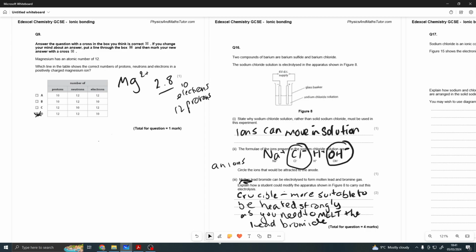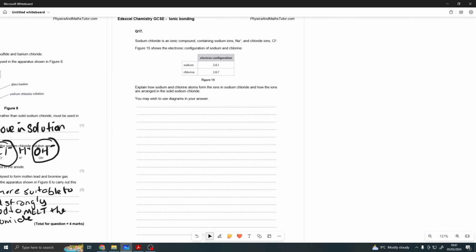Lovely dovely. Right, next. I may have just made that statement up. Anyway, number 17 says, sodium chloride is an ionic compound containing sodium ions and chloride ions. It then says, figure 15 shows the electron configuration of sodium and chlorine. Explain how sodium and chlorine atoms form the ions in sodium chloride and how the ions are arranged in solid sodium chloride. So let's do this one at a time.